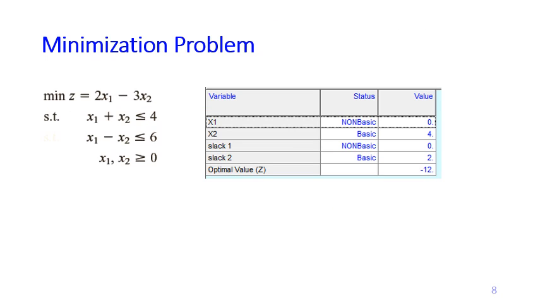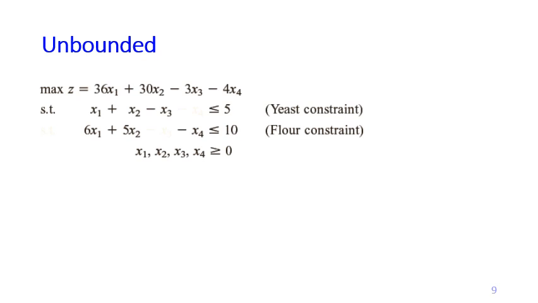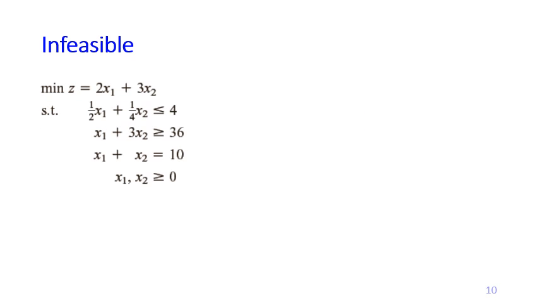Now try by yourself to solve this minimization problem, and this is the optimal solution for this problem. The difference is that now you try this minimization problem. And then try also this example, for which the conclusion should be that this problem is an unbounded problem. And finally, try this linear programming problem, for which the conclusion should be that this problem is infeasible.